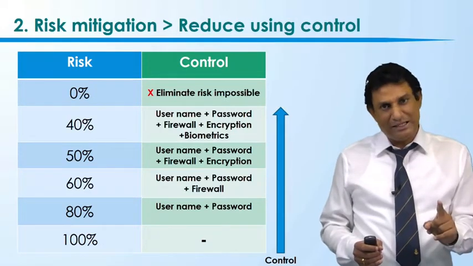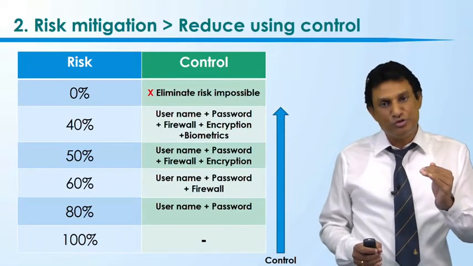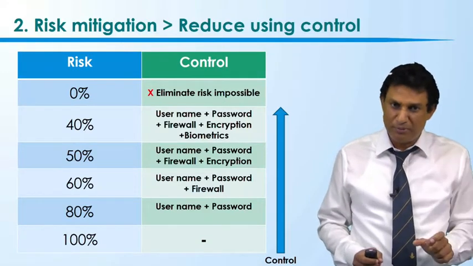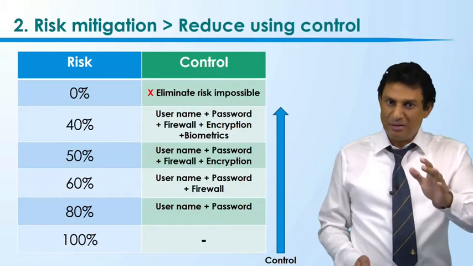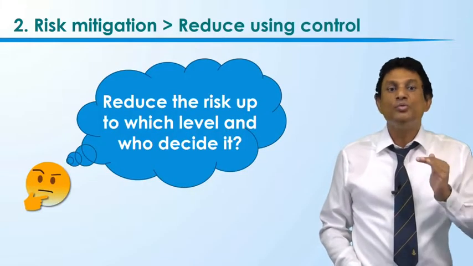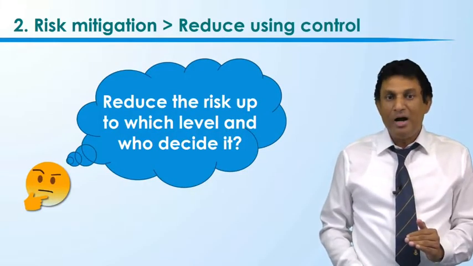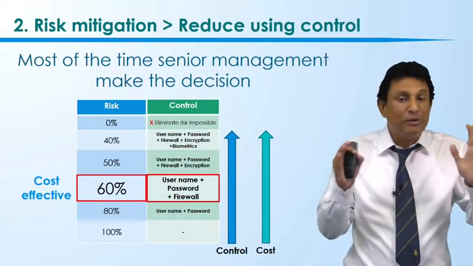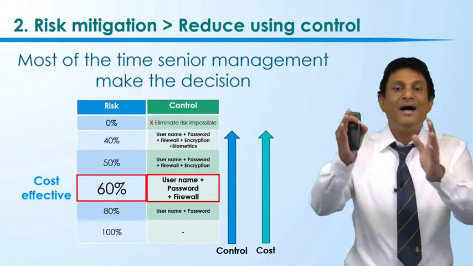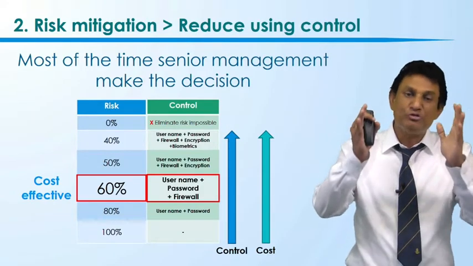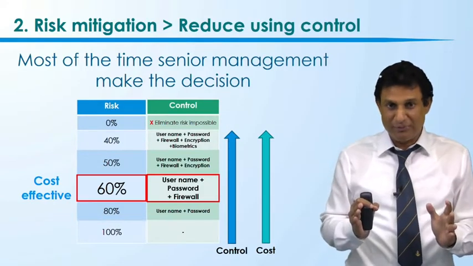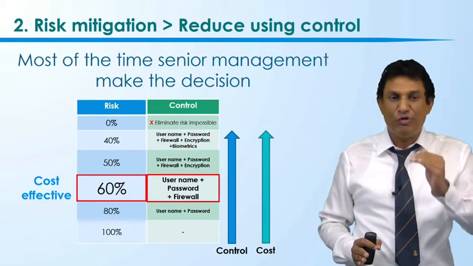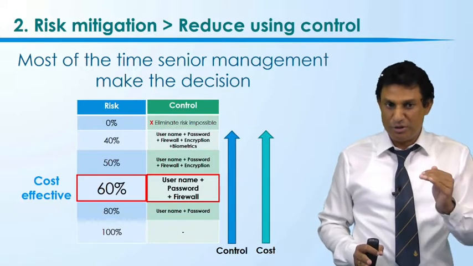Now the next question is this: at which level are we going to stop, and who makes that decision? Is it you as an IT person or someone else? The answer is that the decision is made by the senior management, because if something goes wrong within your organization, they have to bear the ultimate responsibility. So the decision to stop at 60, 40 or 50 is made by the senior management.